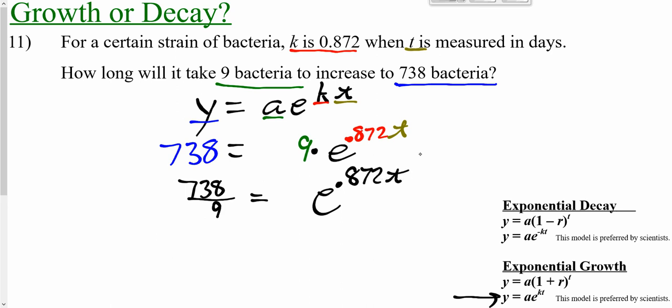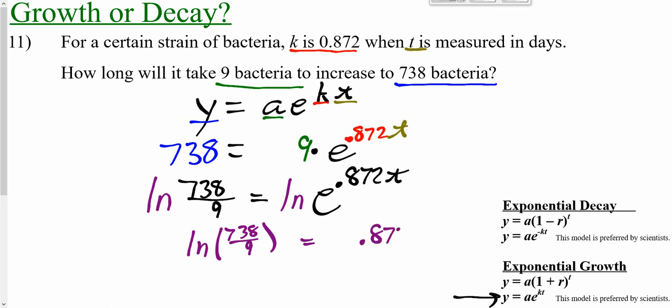Now, since your variable's in the exponent, you need to go ahead and use log. Since we are dealing with e, I'm going to use a natural log to both sides, or you could use your definition of a logarithm. Either way, you would get to the same next step. Natural log of this 738 over 9 is equal to your 0.872t.